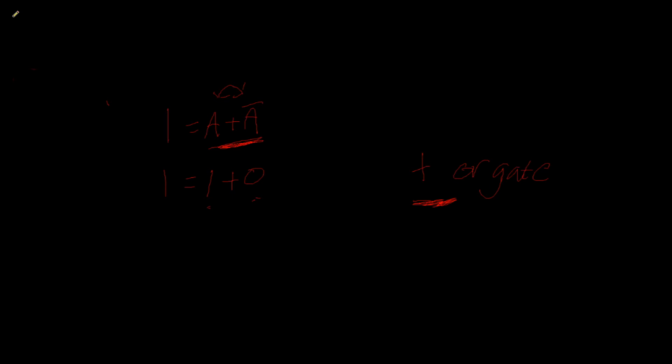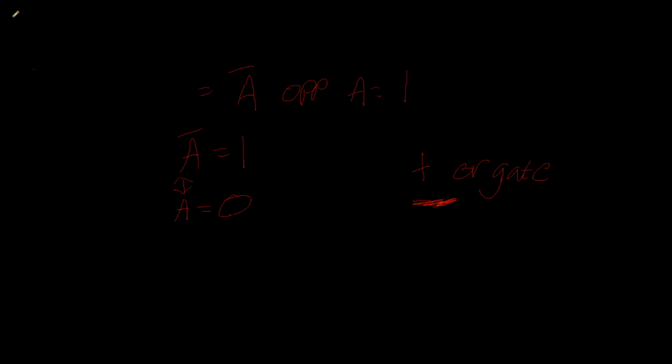Now, one concept I want to clear up, because it doesn't make sense until you look at it properly: technically, not a can equal 1 and a can equal 0, because a and not a are literally just the opposites of each other. So a could equal 1 and not a could equal 0, or vice versa. You could have not a equal 1 and a equal 0. If a starts off as 0, then not a has to be 1 because it's the opposite.